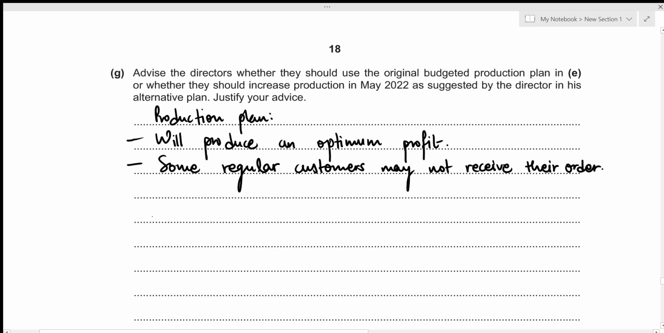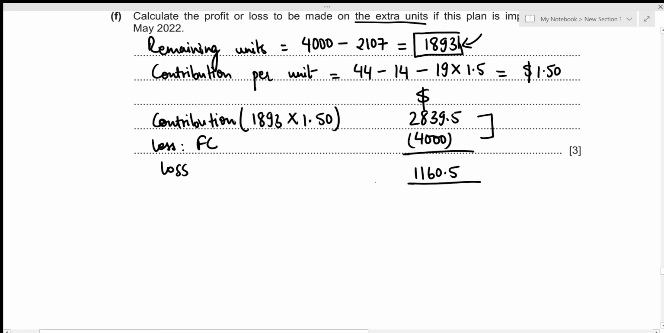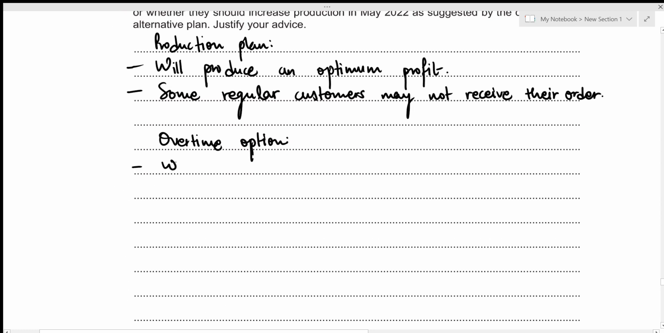Okay, and let's talk about the alternative plan or the overtime option. So we can see that we figured out that there would be a loss if we followed up on this overtime plan. Let's write it down. Will result in loss on our additional units. But since we will be producing all of the regular amount of product Y, all regular customers will receive their order.